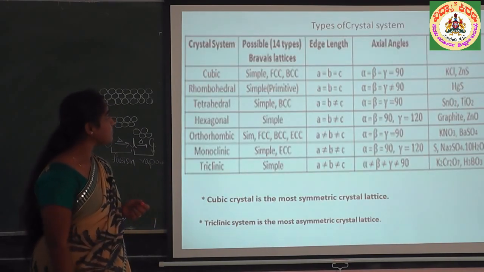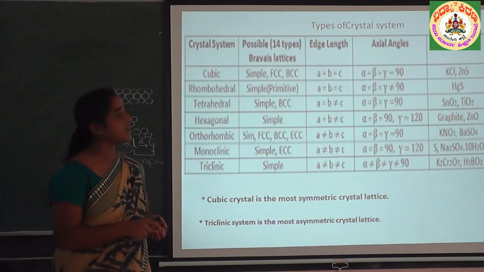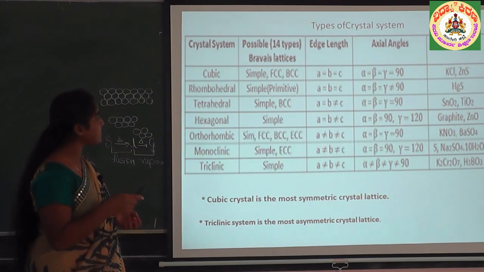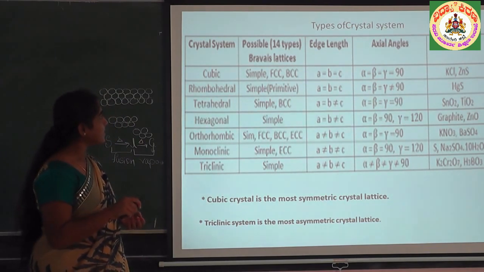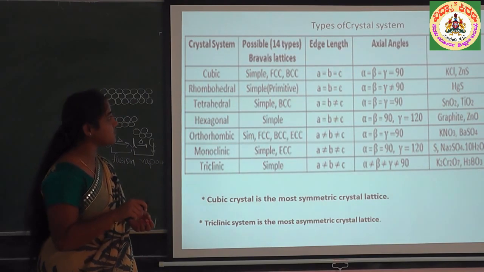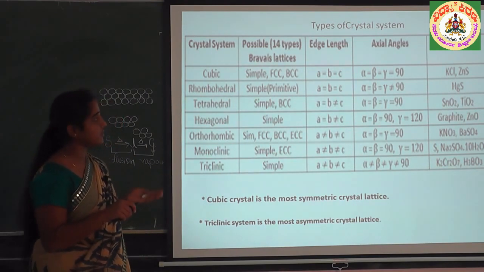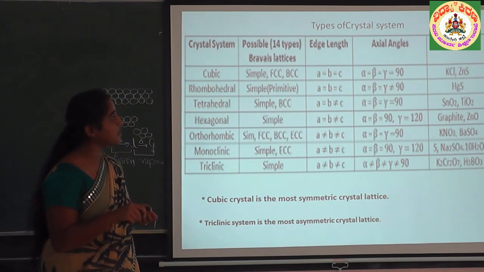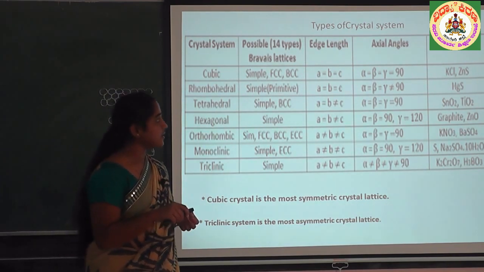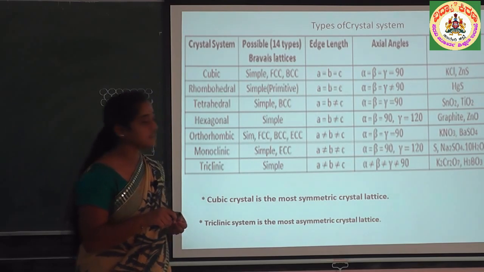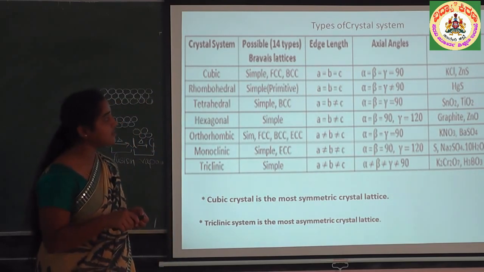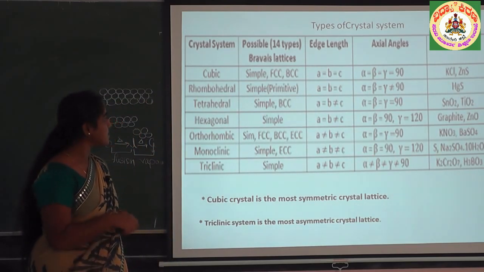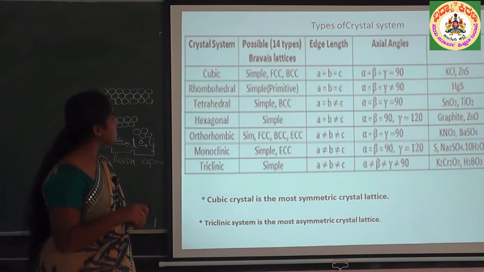Okay, next one, these are the types of crystal lattice. Okay, in cubic, the edge length A equals B equals C. We already saw in the interfacial angles that A equals B equals C and alpha, beta, gamma are equal to 90 degrees. Examples are KCl and zinc sulfide, potassium chloride and zinc sulfide. So these are the important types of crystal lattice.